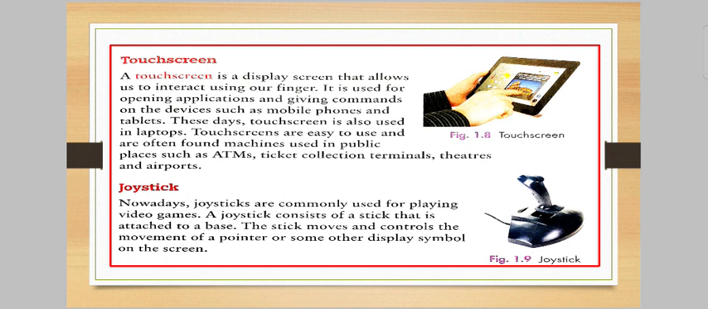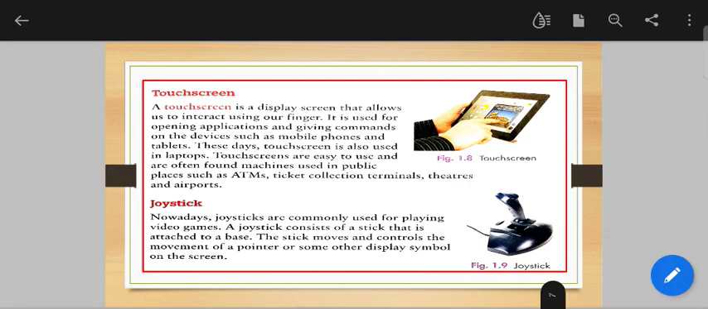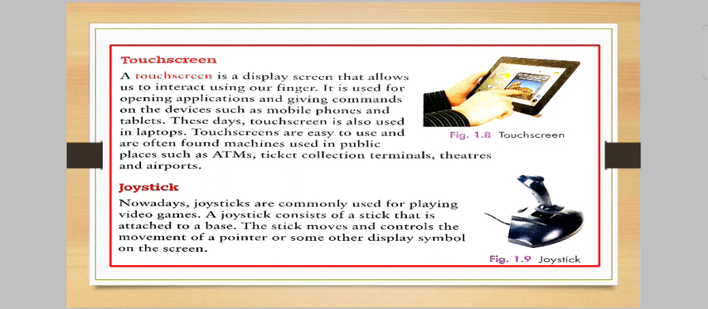Joystick is also an input device and it is used to play games. Nowadays joysticks are commonly used for playing video games. A joystick consists of a stick that is attached to a base. The stick moves to control the movement of a pointer or some other display symbol on the screen. So these are the input devices which we use to give instruction to the computer. I hope that all of you understand, and all of you need to read each and every input device very carefully and also learn the uses of each and every input device.